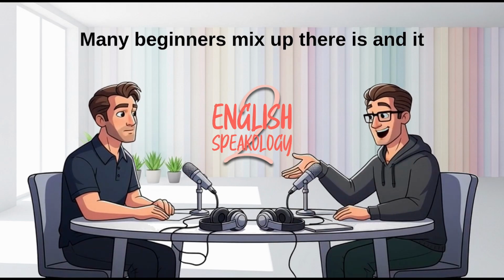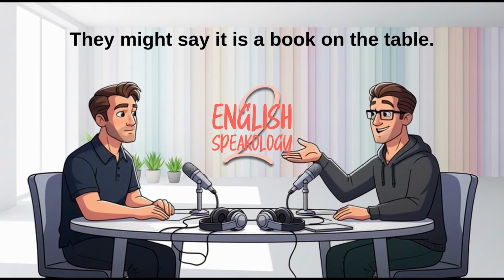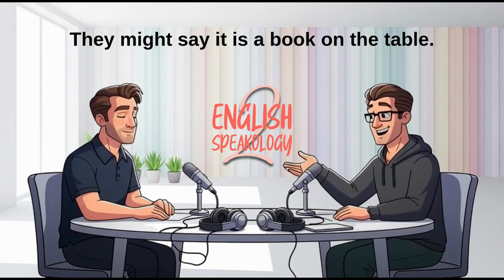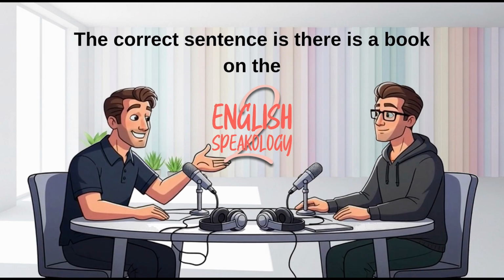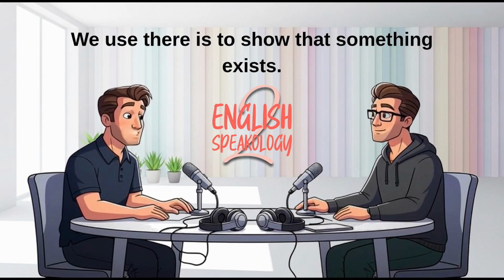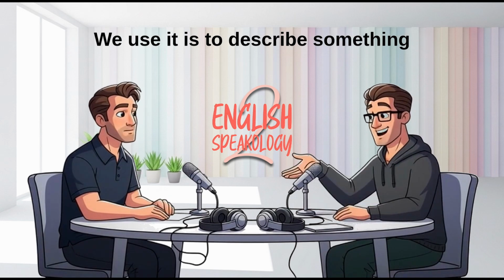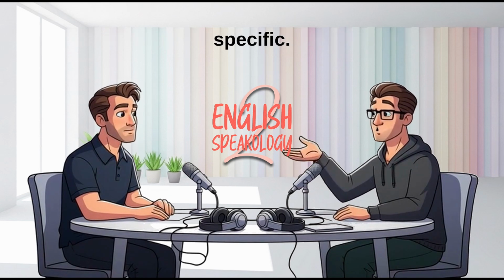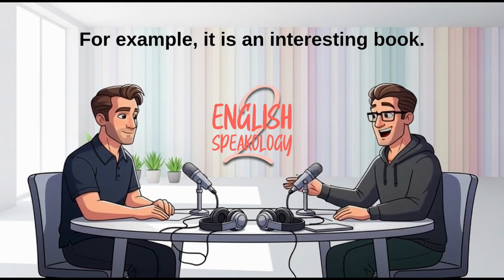Many beginners mix up there is and it is. They might say, it is a book on the table. The correct sentence is, there is a book on the table. We use there is to show that something exists. We use it is to describe something specific. For example, it is an interesting book.